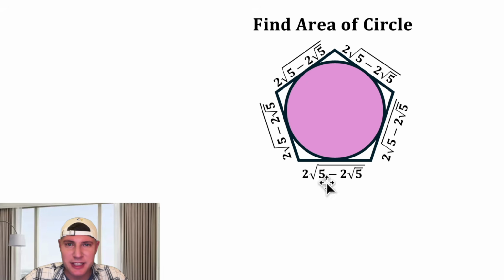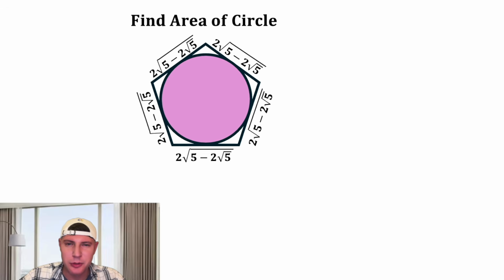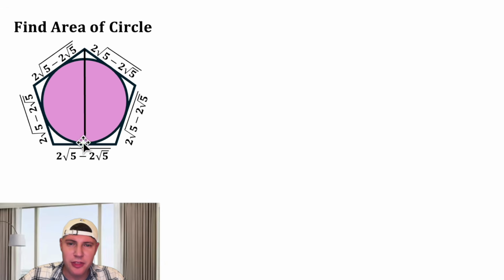And we're also given that the side lengths of the pentagon are equal to 2 times the square root of the quantity 5 minus 2 root 5. If you want to try it on your own, pause it right now, because I'm going to solve it in 3, 2, 1. First, let's draw this diagonal perpendicular to this tangent point.